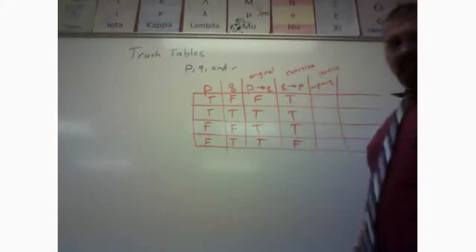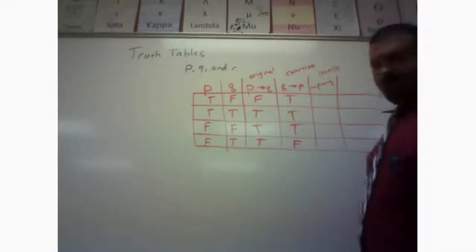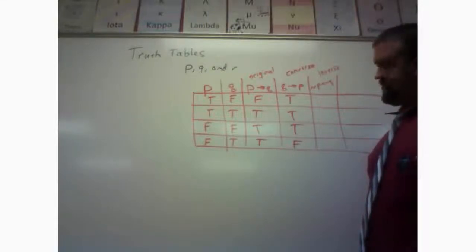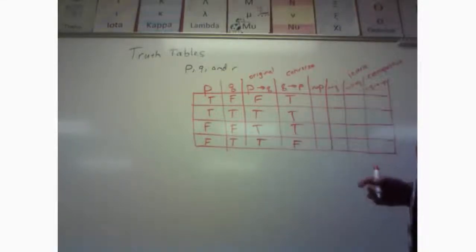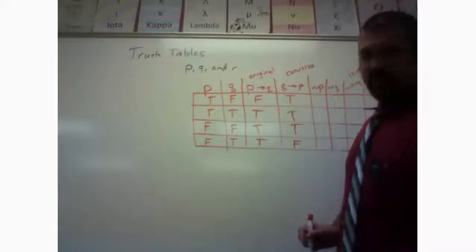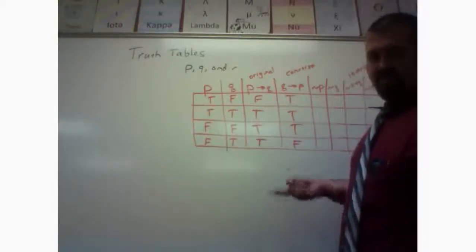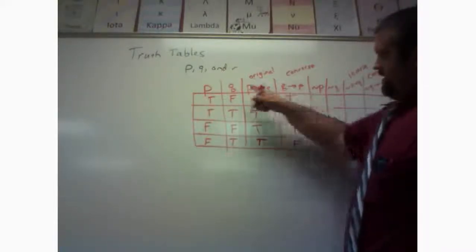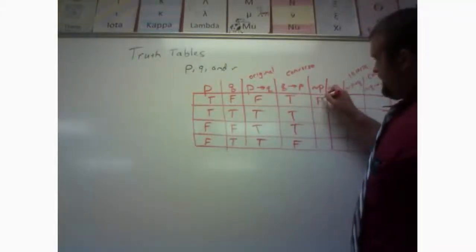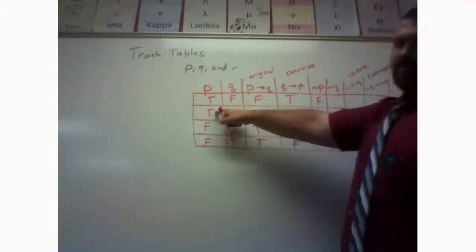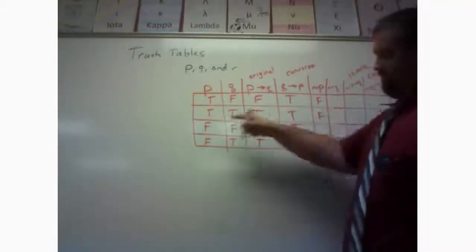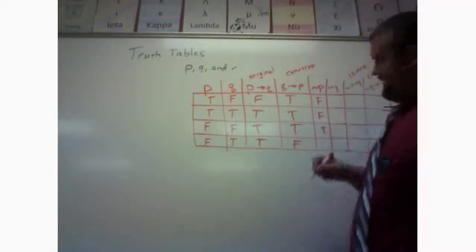All right, let's look at the inverse. If not P, then not Q. In fact, it might actually be beneficial to make two more columns here. So here, not P, all I do is I look over here at P. If it's not P, then if it's true, then it's false. So not P, P is true, so not P is false. P is true, not P is false. P is false, not P is true.